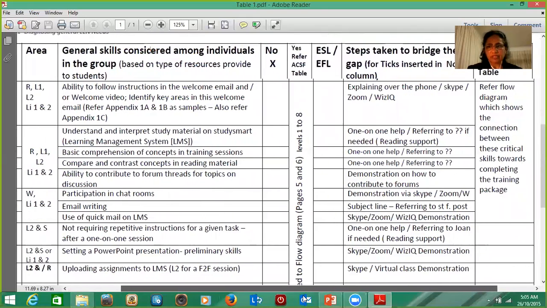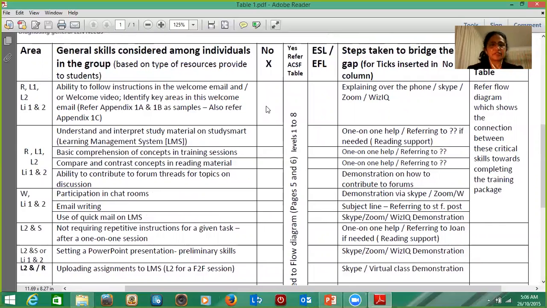Now, with the surface information, in my case, I consider students as groups and find out whether they have this using a scale, yes and no. If it is no, then there are steps to be taken to bridge the gap. Bridging the gap could be over the phone, Skype or Zoom, or the virtual class. So online help can be given. Sometimes demonstrations. So a number of methods are used to fill the gap. And then once the gap is filled, the next level, we are going to move into the general learning skills.